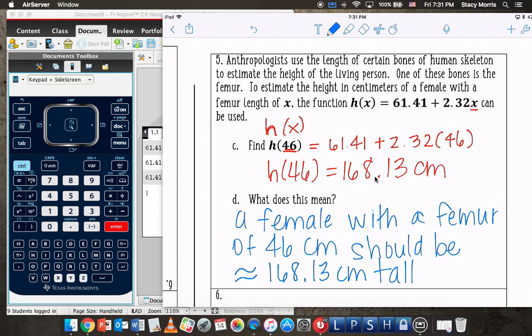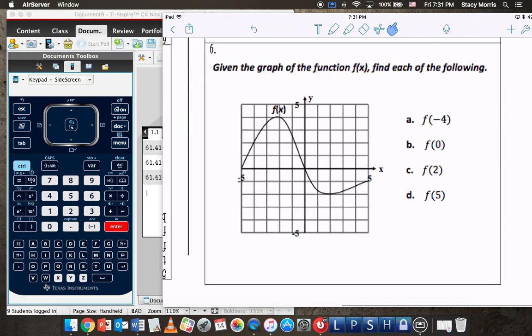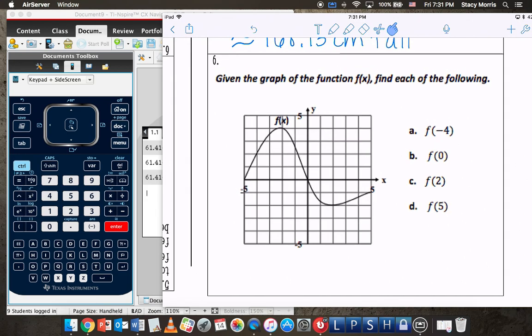Okay. All right, last example, number 6. It says, given the graph of the function f of x, find each of the following. They want us to find f of -4, f of 0, f of 2, and f of 5. This time we were just given a graph. We don't have an equation, so you can't really use your calculator because we don't have an equation to type in. So this is when knowing what this means is important.